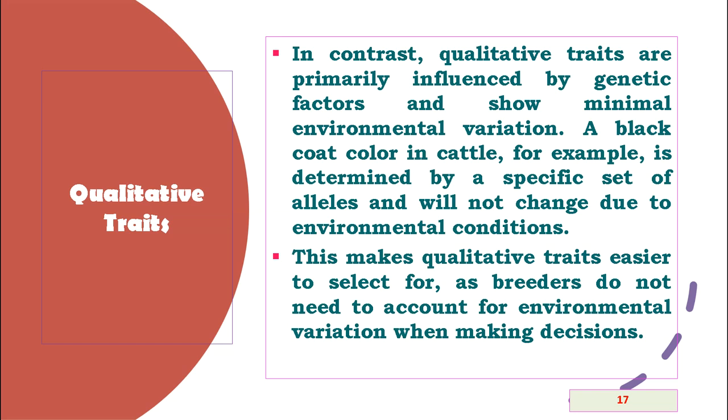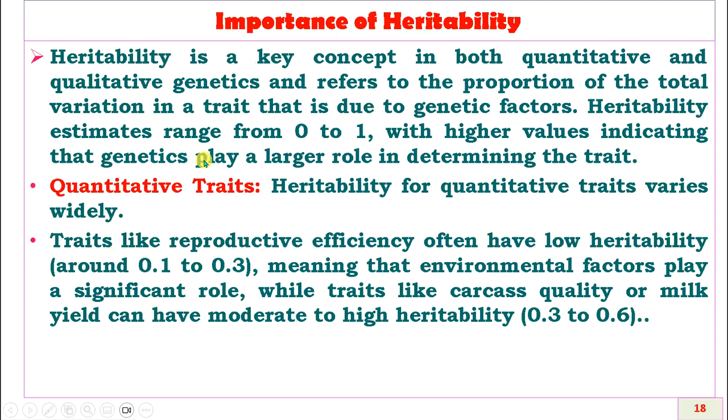Then a black coat in case of cattle is determined by a specific set of alleles and will not be changed due to the environmental conditions. And this makes the qualitative traits easier to select for; breeders do not need to account for environmental variation. Hence, by the phenotypic characteristics itself, we can select the breed of a cattle very easily.